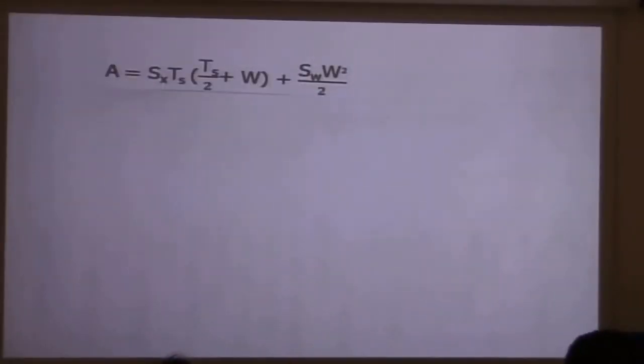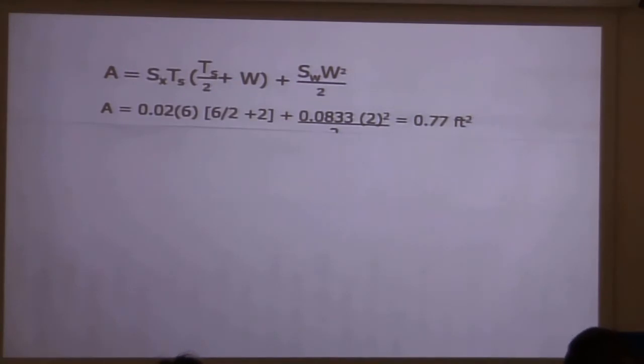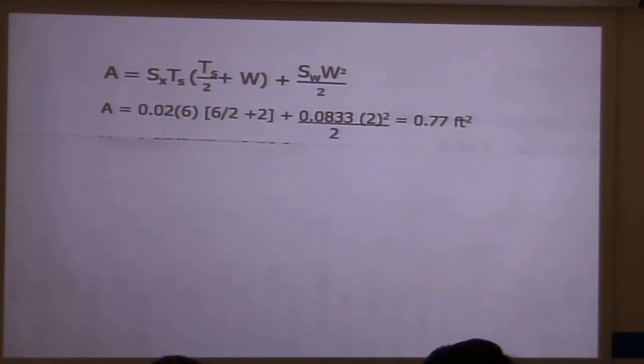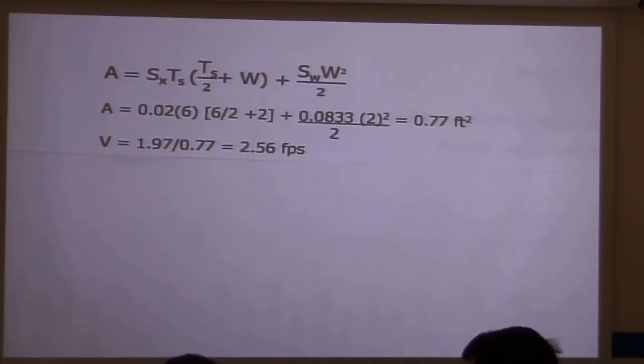If you want to do V equals Q over A, you have to find your A, your area. First you have to find it up here. So that's your equation, and you come up with 0.77 square feet. Everybody get that? Okay, and then for your velocity, it's just the Q divided by area. Discharge divided by area, and you get 2.56 feet per second.